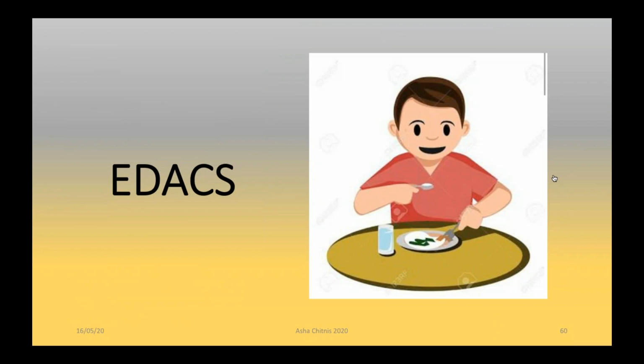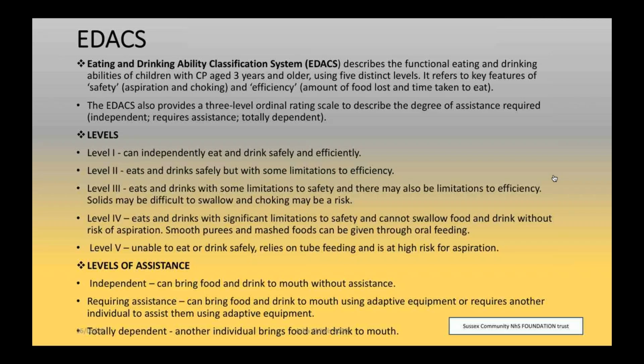The last classification system is about EDACS. It's very, very important, because this is where you're really going to look at your swallowing. Without early intervention, your swallowing and breathing come into trouble. This is talking about the Eating and Drinking Ability Classification System. Level 1, they independently eat and drink safely and efficiently, no problems. Level 2 also they can do it, but with more time and less efficiency.